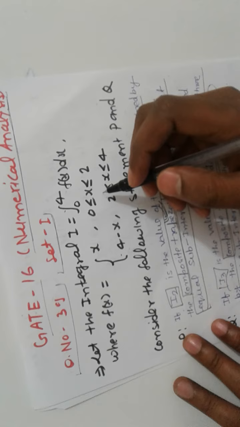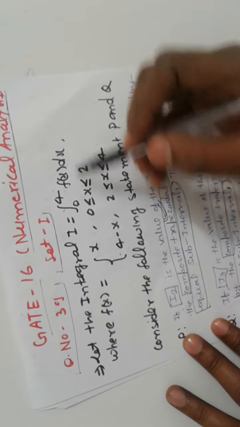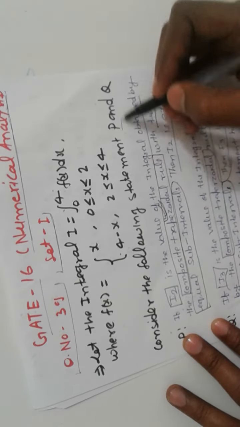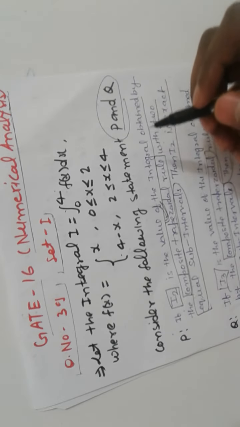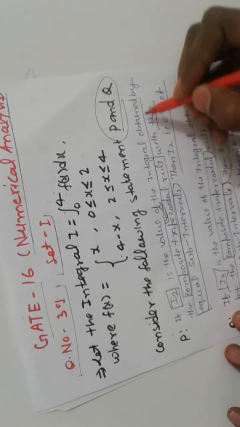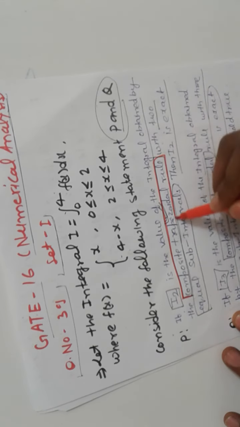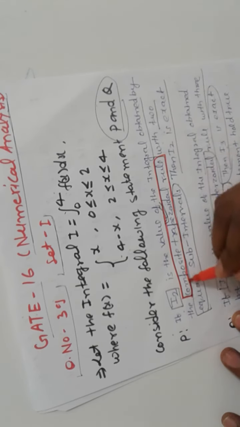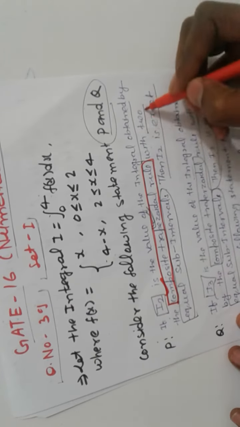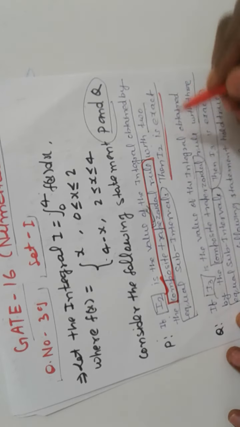The first question is given: let the integral from 0 to 4 of f(x) dx, and the function f on the interval is given. Consider the following statements P and Q. Here I2 is the value of the integral obtained by the composite trapezoidal rule. We know the trapezoidal rule, but here it is the composite trapezoidal rule, taken with two equal subintervals, and I2 is the value.